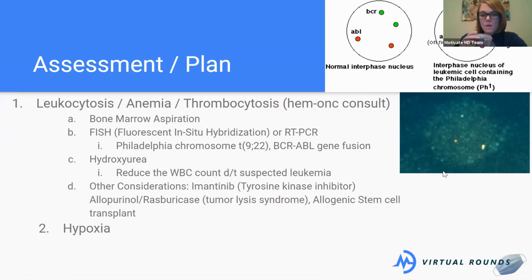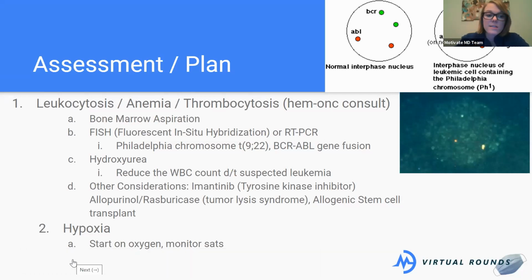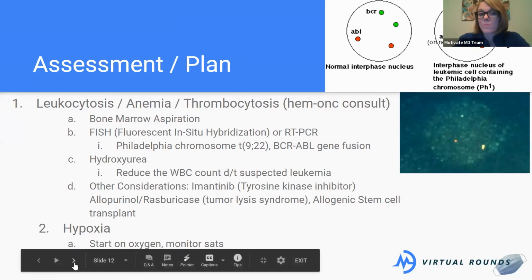Shortness of breath, good, perfect. Yeah, he was speaking in short sentences, good. So we want to start this guy on oxygen. We want to give him some O2, and we want to monitor his saturations. If he is not doing well on 2 liters of O2, we want to monitor this. And if he's not doing well, we might consider intubating him if he's not able to protect his airway.